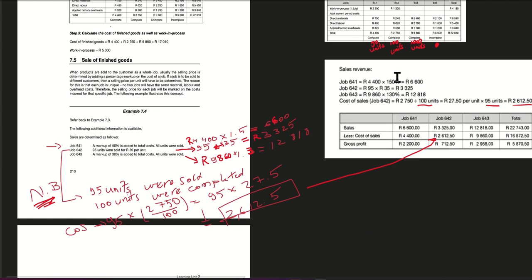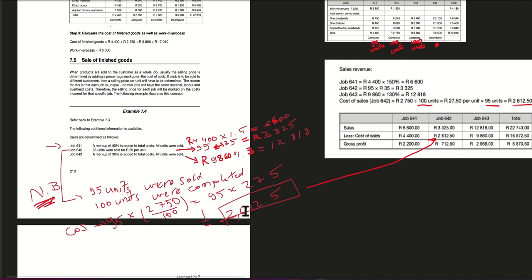We will now need to take that cost per unit. We will take 250 divided by 100, which gives us the cost per unit. We're going to multiply that by 95 because out of 100 that were completed, only 95 were sold. This is important so that we can understand the cost for those 95.